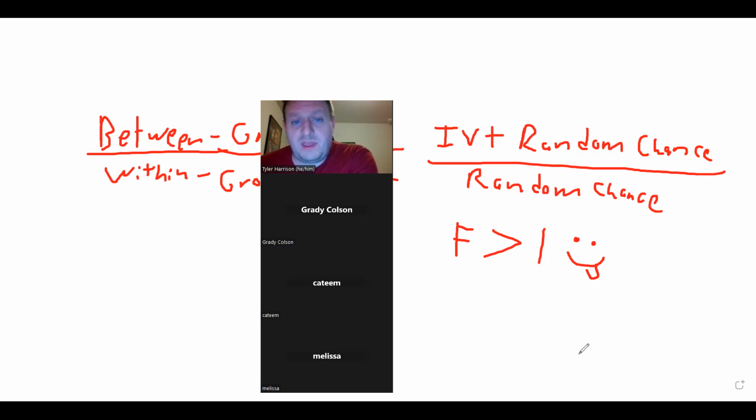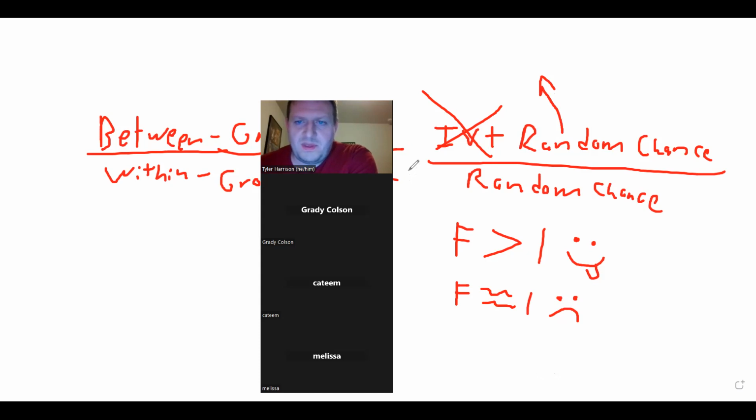How about if the independent variable has no effect whatsoever, and we just X that out? Well, that's random chance over random chance, and anything divided by itself is 1. So if there is no effect, F is going to be close to 1, and so we're going to retain the null hypothesis. And that's going to make us a sad researcher. Poor us. Okay, let's talk about what's in random chance.